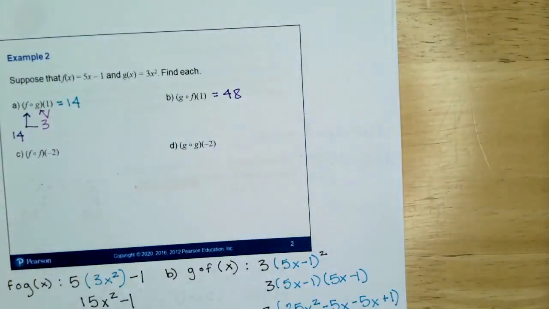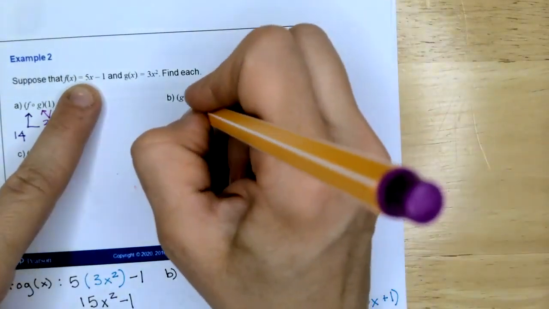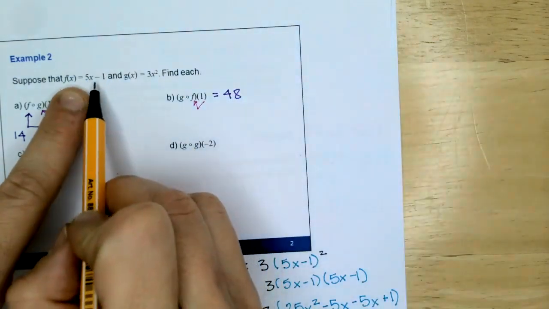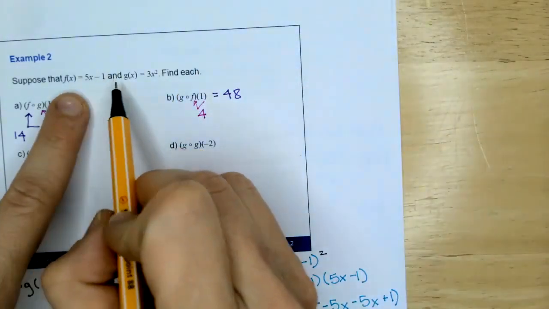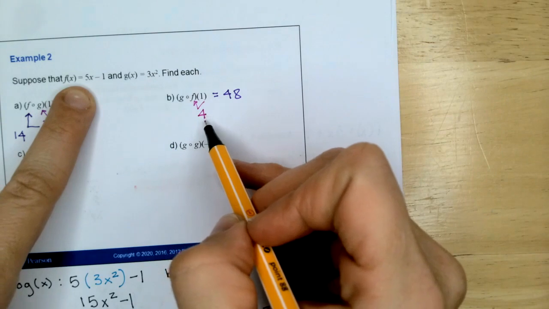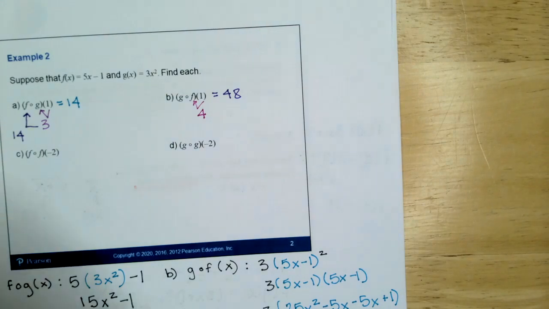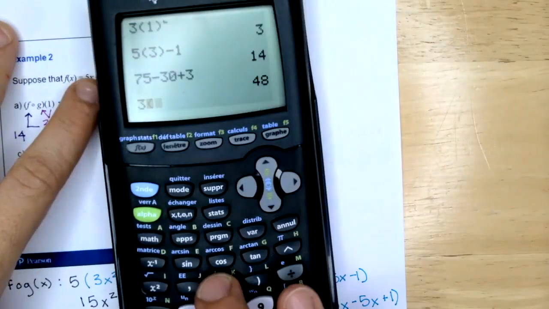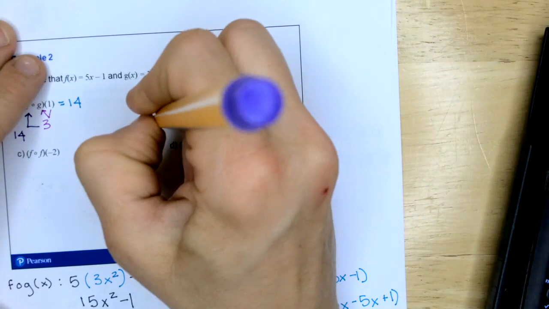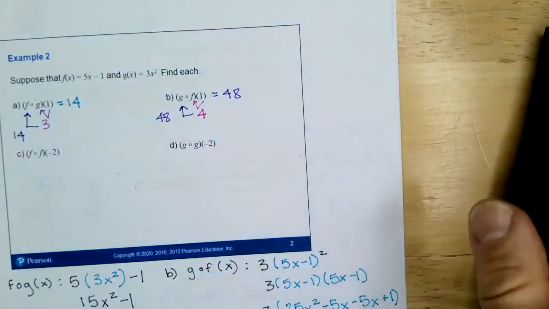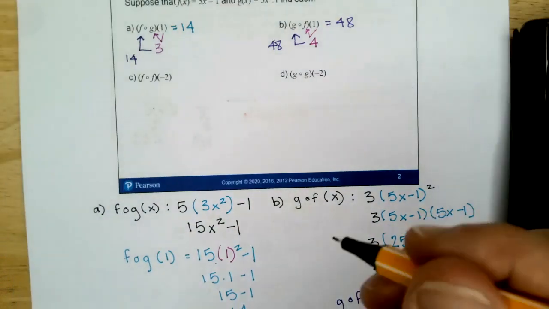Good? All right, if we were to work backwards using the work backwards method, you put a 1 into f. 5 times 1 minus 1 is 4, right? 5 times 1 is 5. 5 minus 1 is 4. Good? Now, take that 4 and put it into 3x squared. 3 times 4 squared is 48. Same answer. Good?